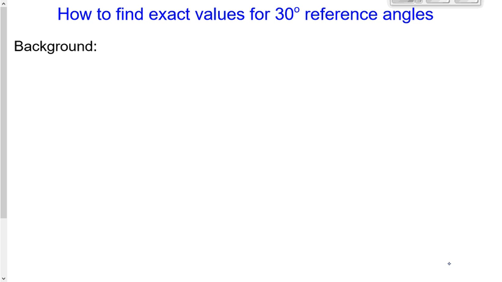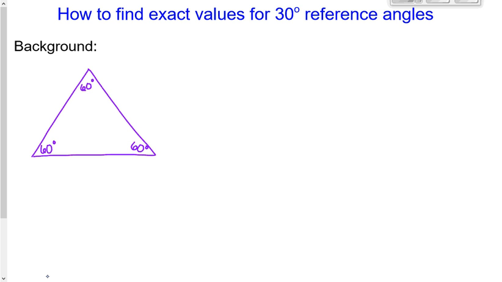How to find exact values for 30-degree reference angles. Let me start with some background information. Imagine you have an equilateral triangle. So all three angles measure 60 degrees, and all three sides are the same length.